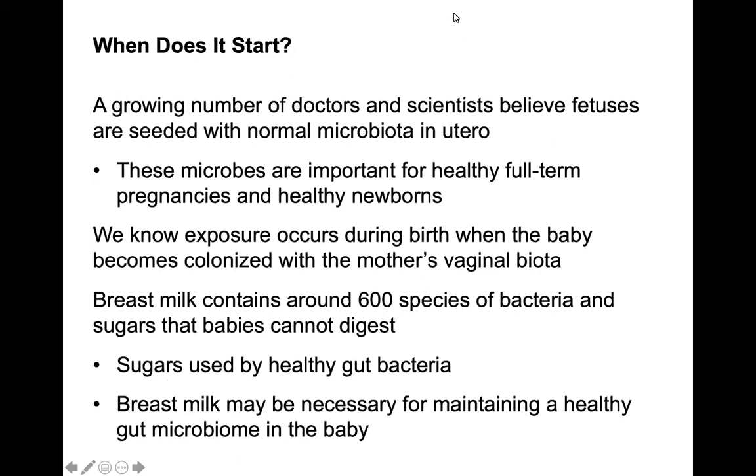So when does it start? A growing number of doctors and scientists believe fetuses are seeded with normal microbiota in utero. These microbes are important for healthy full-term pregnancies and healthy newborns. We know exposure occurs during birth when the baby becomes colonized with the mother's vaginal biota. So as they're passing through the vaginal tract, they are picking up everything that the mother has colonized within the vaginal tract.